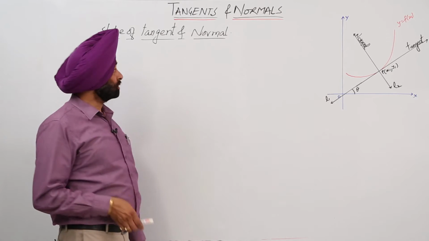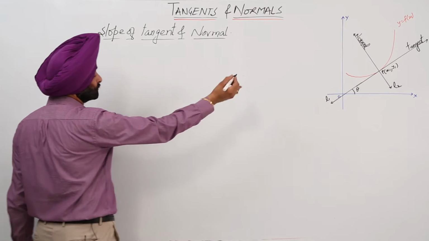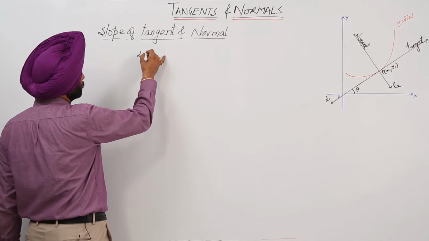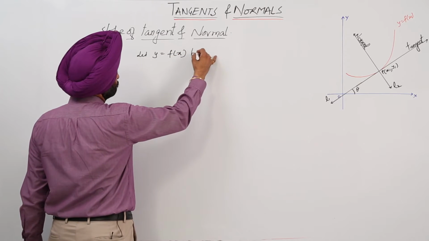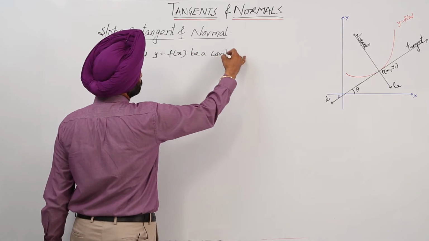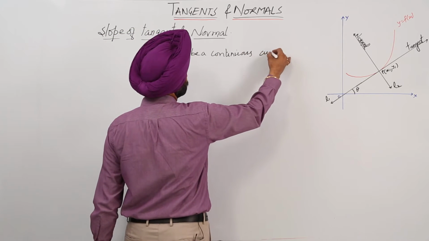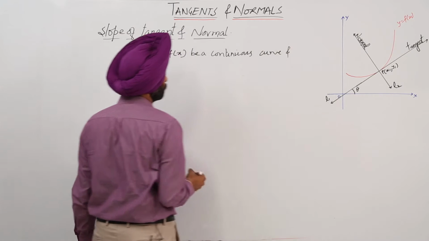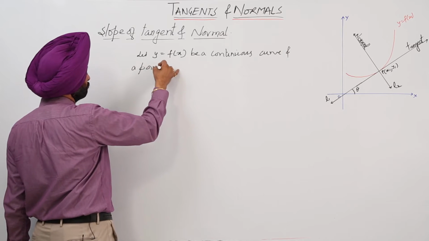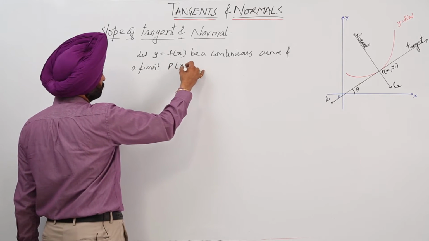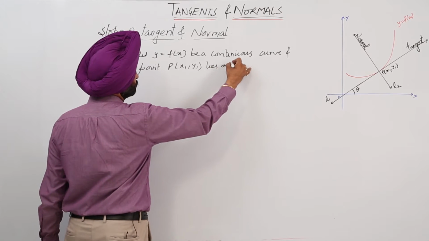Let's discuss the slope of tangent and normal. Now here in this figure, let y is equal to f(x) be a continuous curve, and a point P with coordinates (x1, y1) lies on the curve.